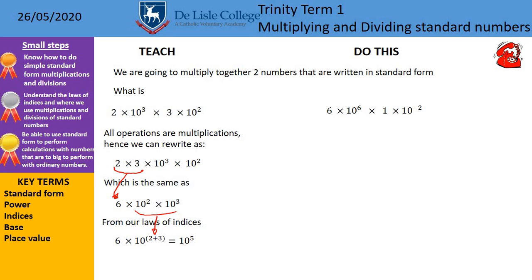Welcome back. As you've already seen, the first thing to do is to write everything where we have the 6 and the 1 together on the left and the powers of 10 on the right hand side. We can then do 6 times 1 is 6, and 10 to the power 6 times 10 to the power negative 2 gives us 10 to the power 4. So we end up with 6 times 10 to the power 4.